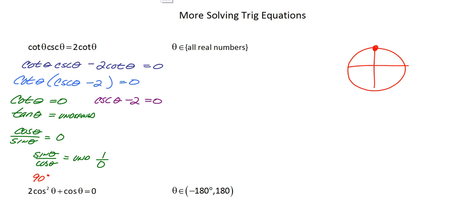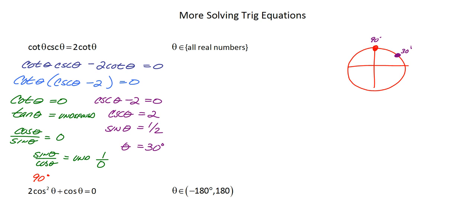Next one, we have cosecant minus 2, which means cosecant of theta is equal to 2. And remember, this is a reciprocal. So cosecant is the reciprocal of sine, so that's when sine is equal to 1/2. So the sine of theta equals 1/2 occurs when theta is equal to 30 degrees. So our other answer is at 30 degrees. So we have 90 and 30.